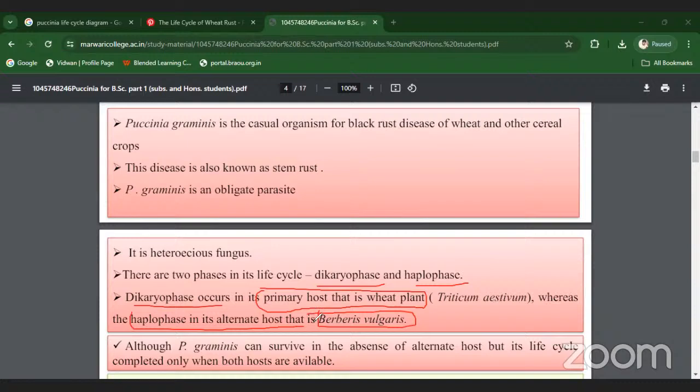And graminis can survive in the absence of the alternate host, but its life cycle is completed only when both hosts are available. This is important. As it is an obligate parasite, it needs even one single host, right? If only one host is present, it can survive, right? So remember primary host and alternate or secondary host.